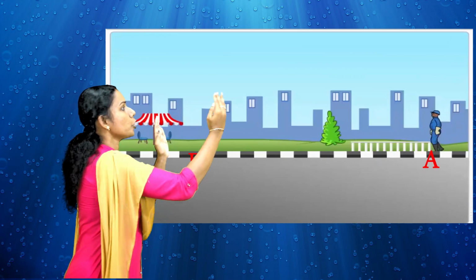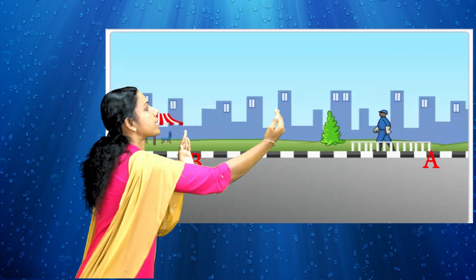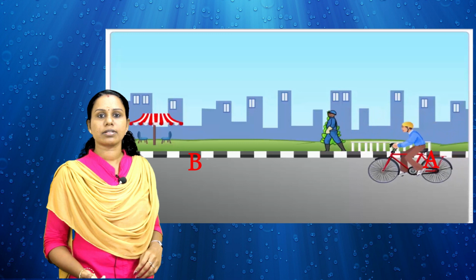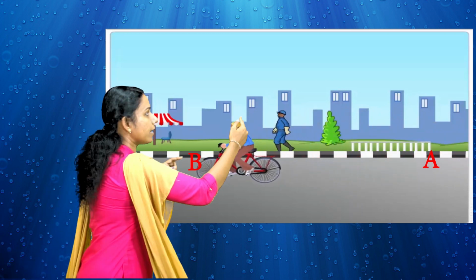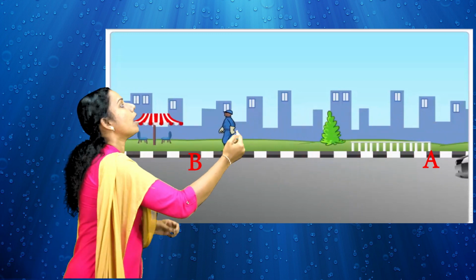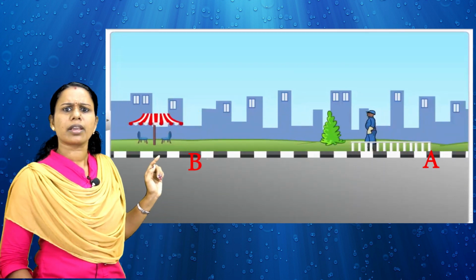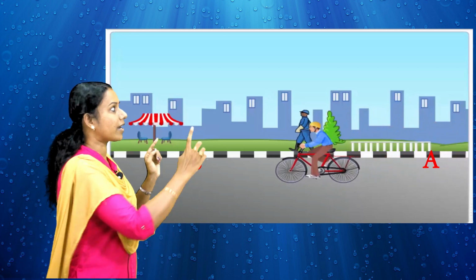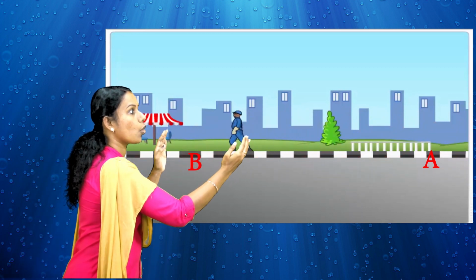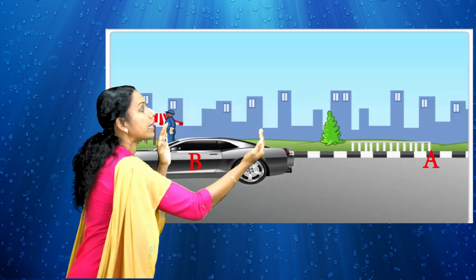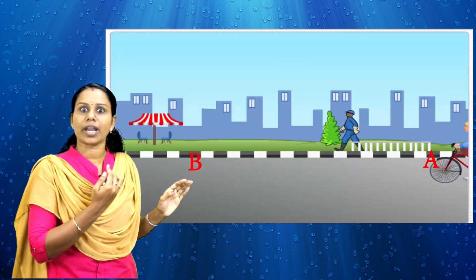Observe here, two points are marked and three bodies are covering that distance. One, a man, a boy riding a bicycle and a car. What do you observe? What is the difference in the motion of the three? Can you say what is the difference? Yes, the car moves so fast, or the car covers the distance in a very short time, right?